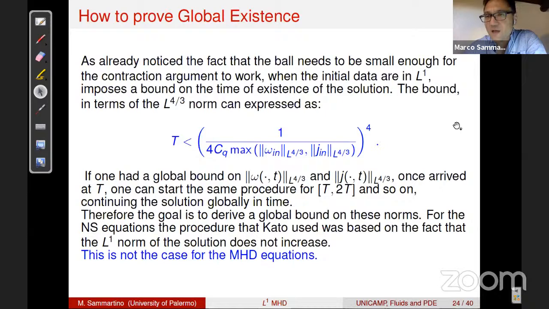15 minutes, great. The goal is to derive a global bound on this norm. For the Navier-Stokes equation, one has the fact that the L1 norm does not increase, and Kato used that to get the global solution, but we don't have that for the MHD equations. So I need 10 more slides to prove that.